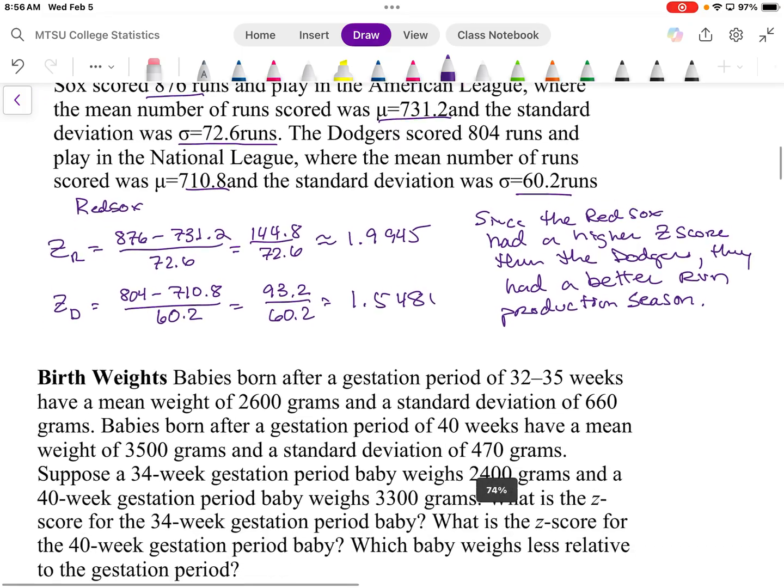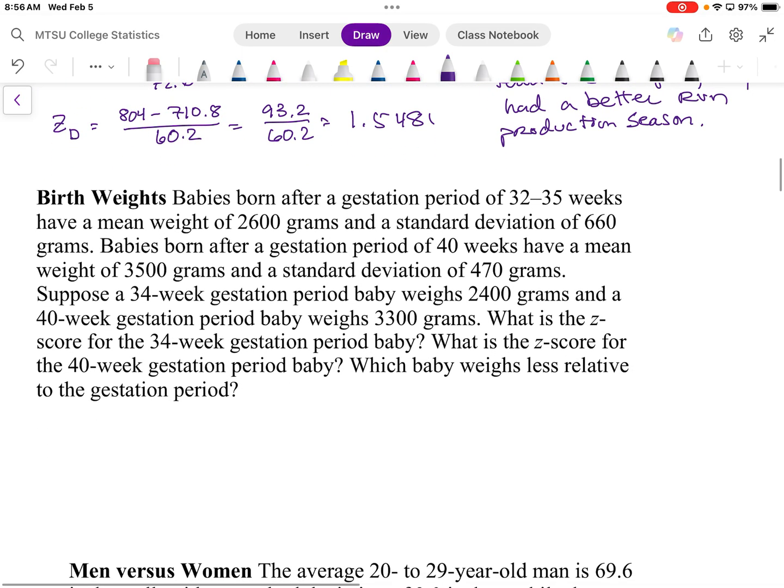Now, birth weights. Here's another one we get to practice. Babies born after a gestation period of 32 to 35 weeks have a mean birth weight of 2,600 grams and a standard deviation of 660. Babies born after a gestation period of 40 weeks have a mean weight of 3,500 grams and a standard deviation of 470 grams. Suppose a 34-week gestation baby weighs 2,400 grams and a 40-week gestation baby weighs 3,300 grams.